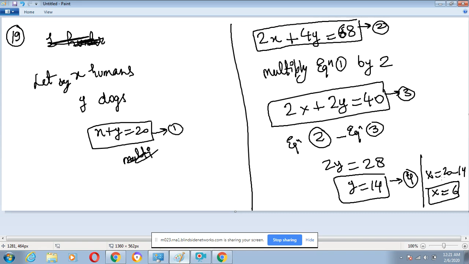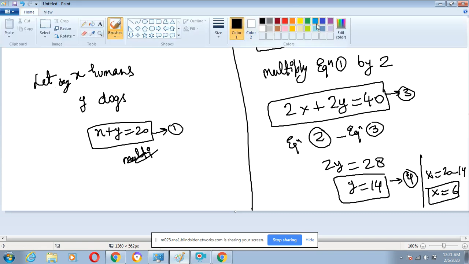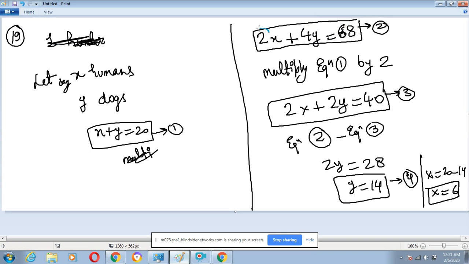Did you understand? And why am I multiplying? My goal is to make this 2x. It is x right now. My goal is to make 2x, so you doubled it. This is x, so I'll make this 2x. So when this is 2x, when I subtract, this will get cancelled. My main goal in two variables is to remove one variable so that I can solve it.